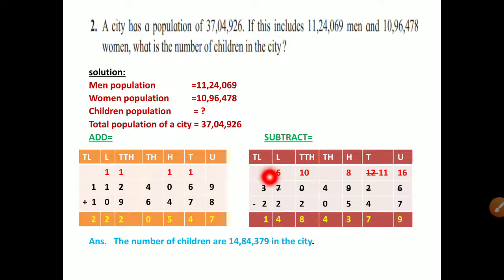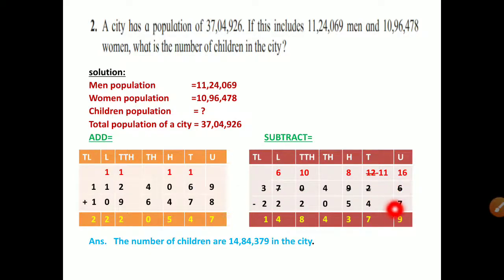Now, in second box, again we will write unit, 10, 100, 1000, 10,000, lakh, 10 lakh. Now, the total population of a city is 37 lakh 4,926. First we will write that number, and then we will write 22 lakh 20,547, the total of men and women population, and we will subtract.